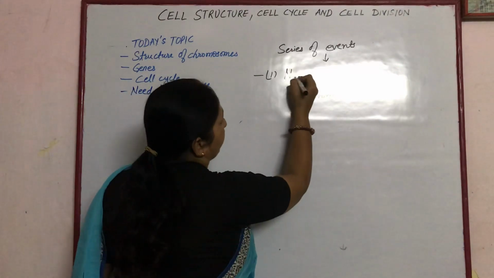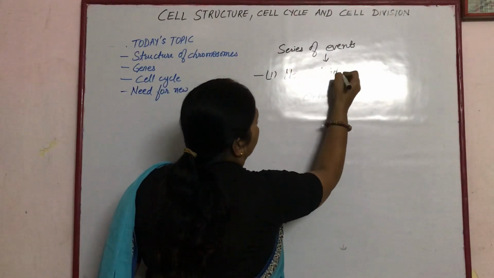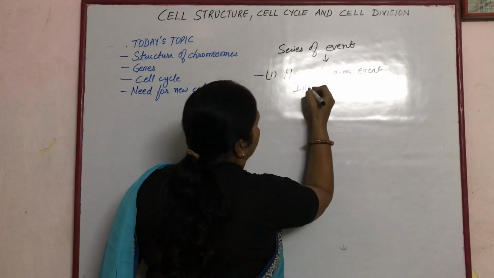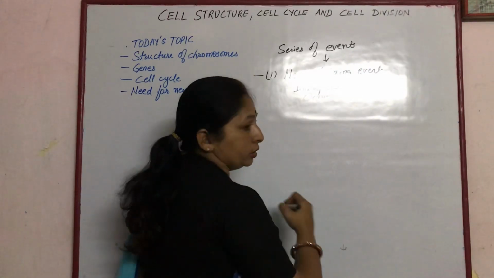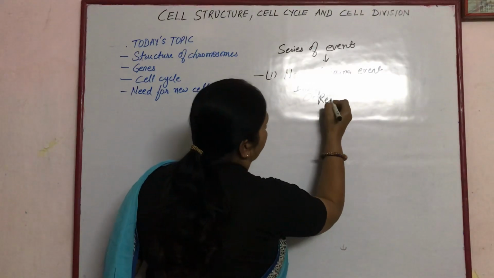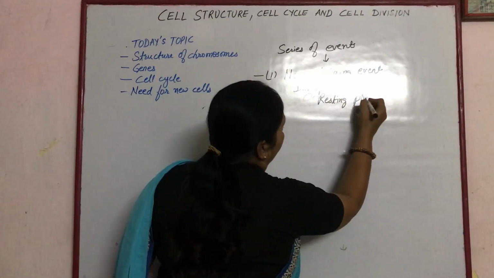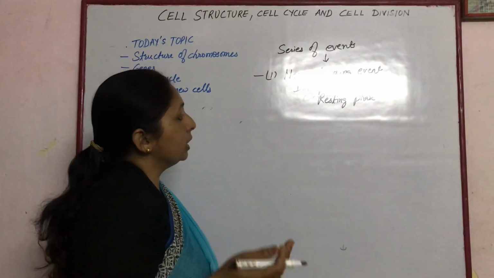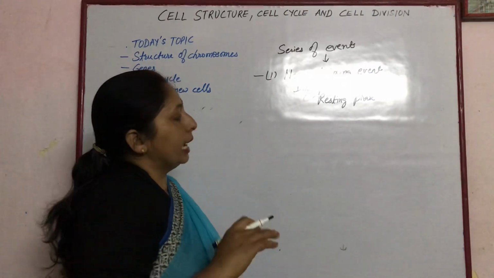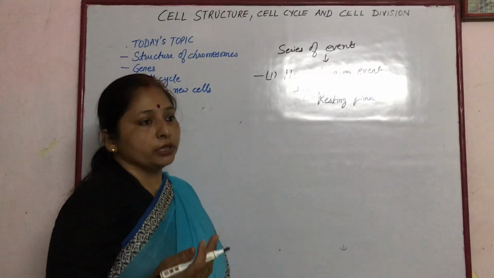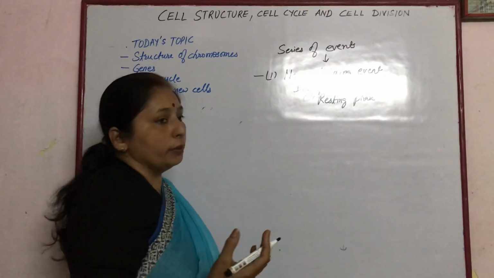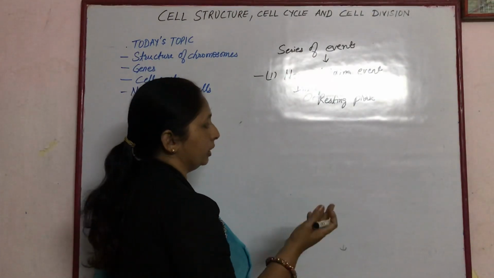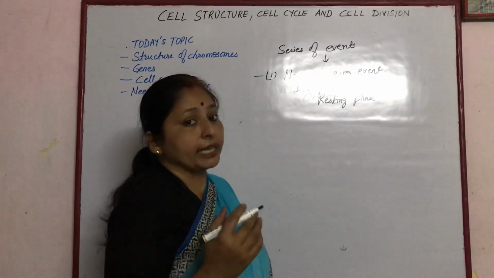It involves two basic phases. One is the non-dividing phase, also known as interphase or the resting phase. In this phase, the cell prepares itself for further division. The name resting phase is a misnomer, as the maximum work, like duplication of DNA material, formation of proteins, and increase in the cytoplasm, takes place in the interphase. But it is called the resting phase since cell division is not taking place.